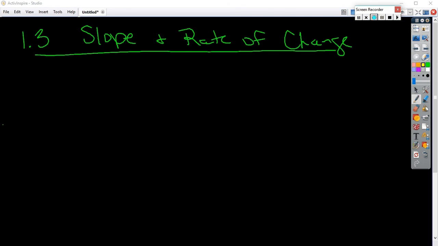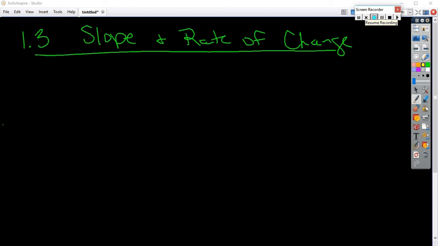Okay. I gotta practice a little bit. 1.1 slope and rate of change. Only it's 1.3.